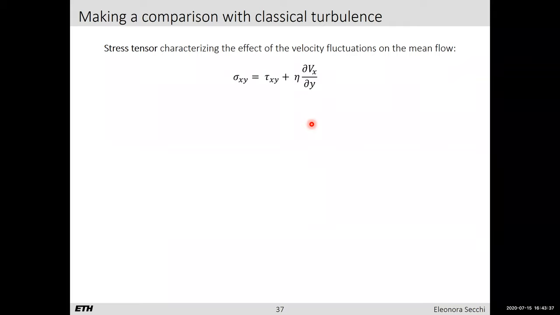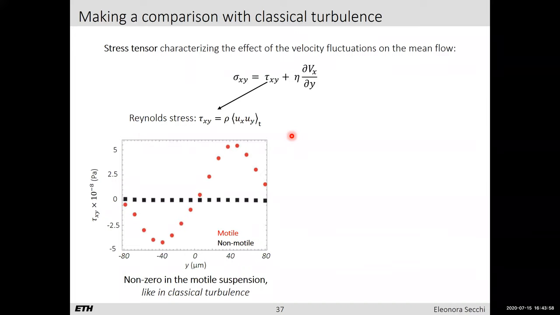Now, pushing again forward the comparison with classical turbulence, we calculated the stress tensor, which characterizes the effect of velocity fluctuation on the mean flow profile. And the stress tensor is defined like that. And the first term is the Reynolds stress. This term is due to the transport of fluid elements in the direction transversal to the flow. And this is what in the classical turbulence causes an increase in the viscosity. We can see that in our system, when we have a motile sample, a motile suspension, the Reynolds stress is non-zero, like we would expect in classical turbulence, while it's zero if the suspension is non-motile.